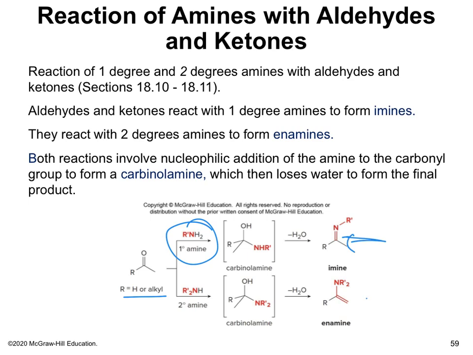You can also make an enamine. An enamine only has 1 hydrogen on the nitrogen, but remember you still have to lose the water, so you're losing the oxygen, but you're also losing a hydrogen from the alpha carbon to make a double bond. That's an enamine, and these both can get reduced with sodium cyanoborohydride in the next step.